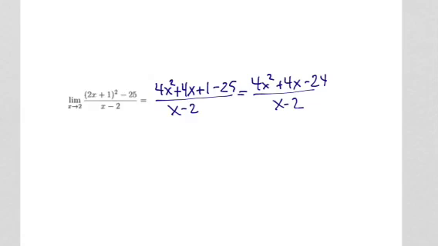And at this point, nothing's really canceling, so I need to figure out how I can clean up the numerator a little bit more. And I see that they all have a factor of 4. All those numbers in the numerator can be divided by 4. So I'm going to factor out a common 4, leaving behind an x squared, an x, and a negative 6. If you're wondering where I got those from, I divided each of those numbers individually by 4. That's where I got the negative 6. Now, the denominator is still x minus 2.